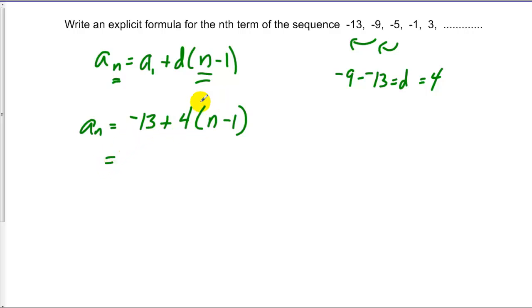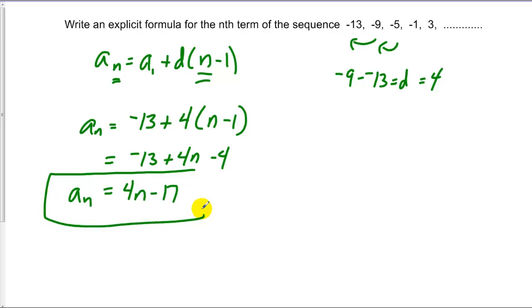I'd prefer it if you simplify this a little bit, so I have negative 13 plus 4n minus 4, or 4n minus 17 represents the nth term. And once again, I would go ahead and do a quick check. If I want my fifth term, which I know is 3, I plug 5 in, and I get 4 times 5, which is 20, minus 17 is 3, so it checks out.